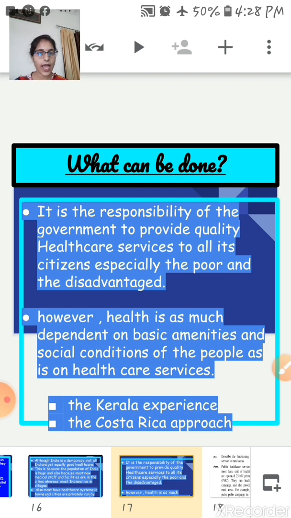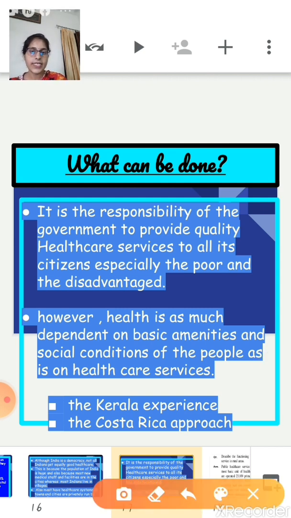So let's understand with the help of an example. Here we have to take two examples. First is the Kerala experience and the second one is the Costa Rica approach. As I said, it is the responsibility of the government to provide quality health services to all the citizens, especially the poor and the disadvantaged groups of the society. And health is as much dependent on basic amenities and social conditions of the people as it is on healthcare services.